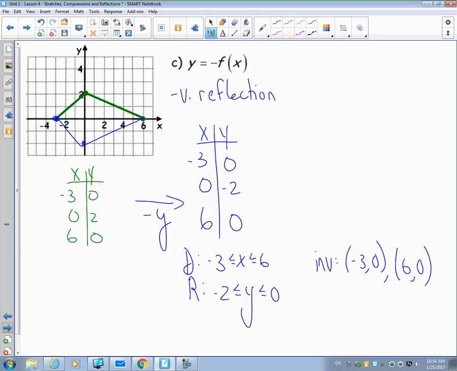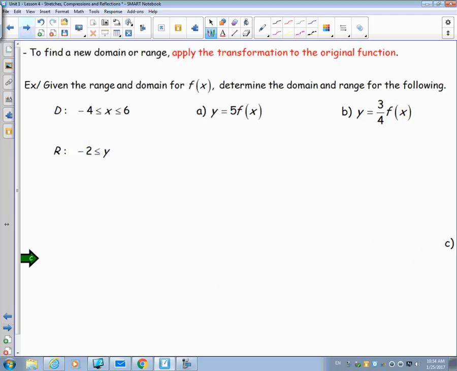Now, everything we can do vertically, we can also do horizontally. So this is the second half of the lesson. Okay. Just before we get to that, one little trick for you. Domain and range, sometimes painful, hard to work through, lots of thinking. So a little shortcut, if you will. If you don't feel like looking at your graph or looking at your table to find your domain and range, you can look at your original function and apply the transformation. And what does that mean?